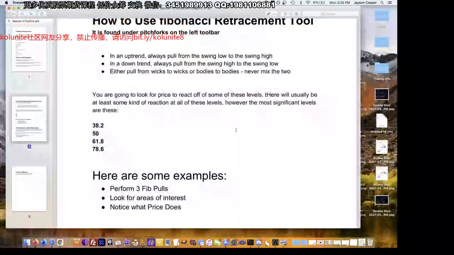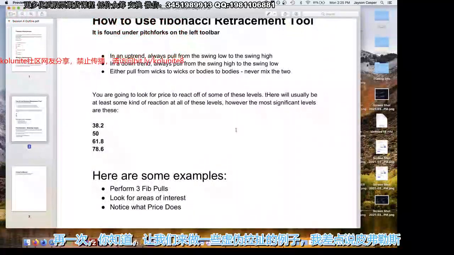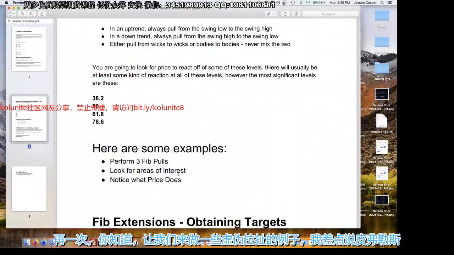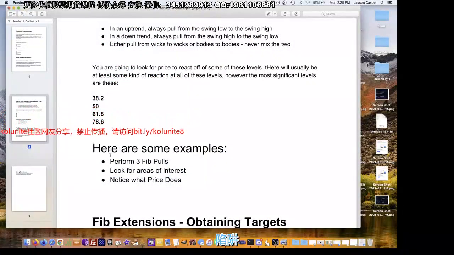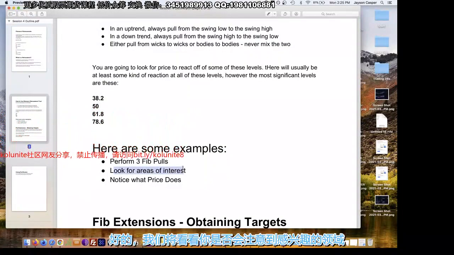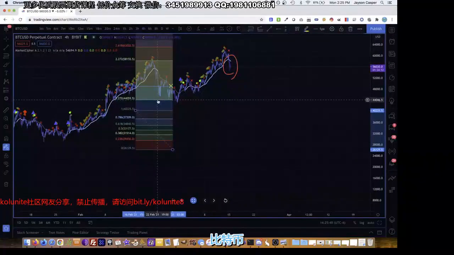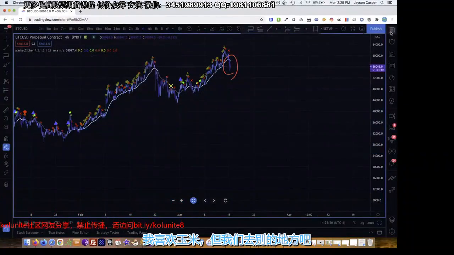Okay, so again, let's do some examples of fib pulls. I almost said pib pulls. Let's do some examples of fib pulls. We're going to look at a few, look at the areas of interest, and notice what price does. Let's go to some random assets that aren't just Bitcoin. I love Bitcoin, but let's go to something else.